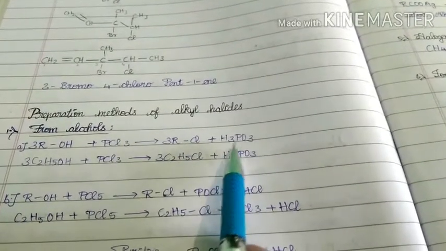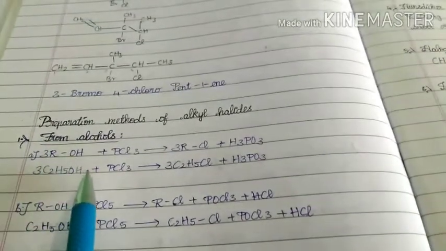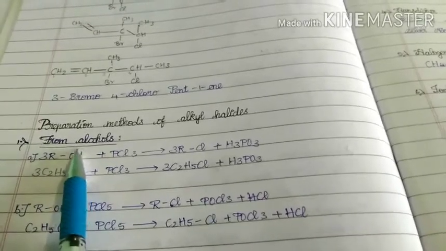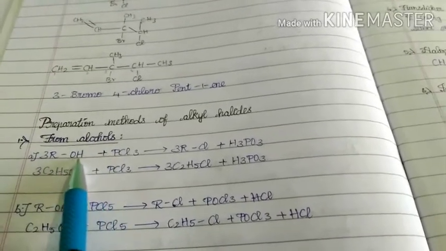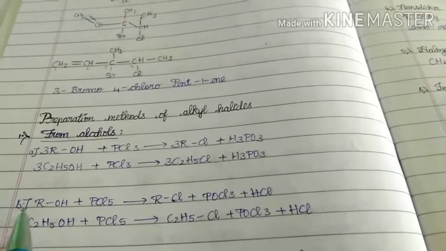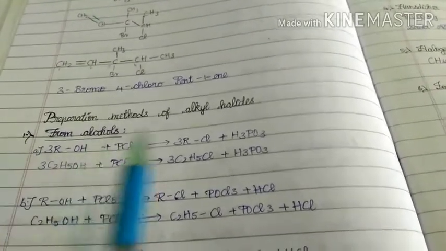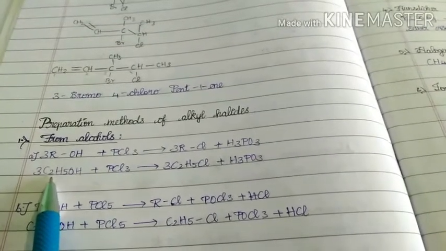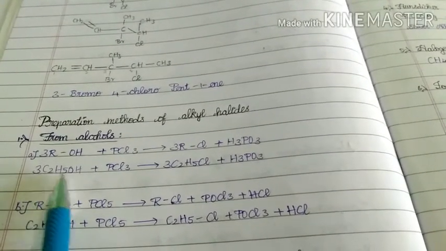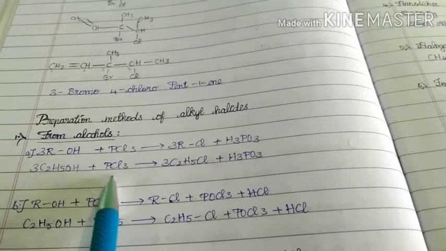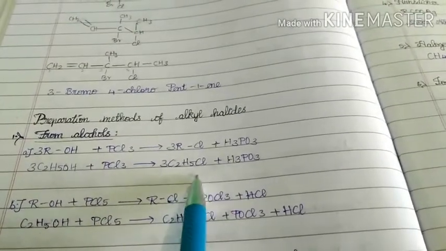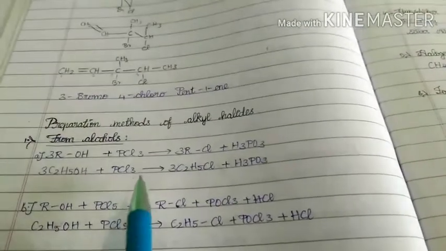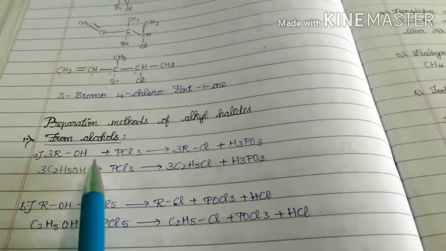along with H3PO3. That means what happened in this reaction? This OH group is replaced by a halogen group, then we get an alkyl halide. For example, this is the reaction: 3C2H5OH plus PCl3 gives rise to 3C2H5Cl plus H3PO3. So in this reaction, the same phenomenon takes place as above.